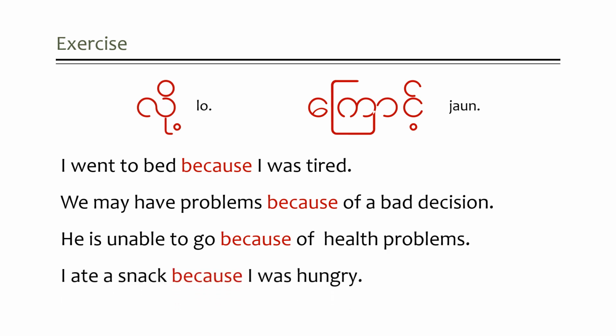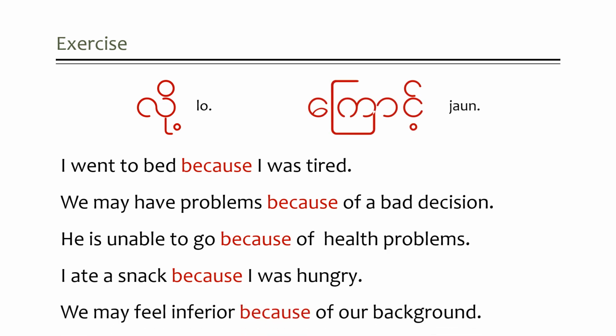Let's look at our fourth sentence. I ate a snack because I was hungry. Now, which particle will you use? Lo. And that's because being hungry is an adjective. Our last sentence then, we may feel inferior because of our background. What's the reason here? It's our background. That's a thing, a noun, so we would use the jaun particle.